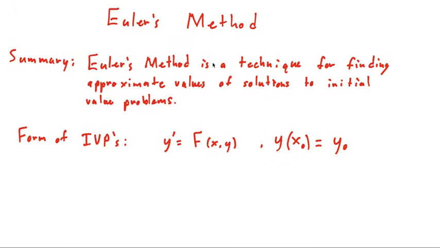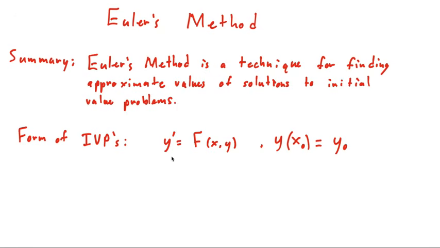Welcome. In this video, we will discuss Euler's method. Euler's method is a technique for finding numerical approximations for solutions to certain types of initial value problems. Initial value problems are differential equations where we are told a specific point that the solution curve passes through.